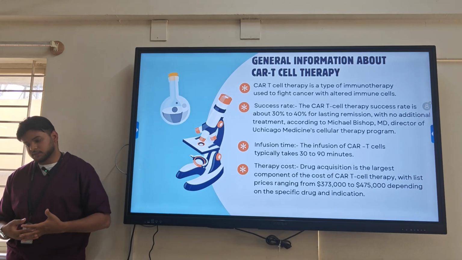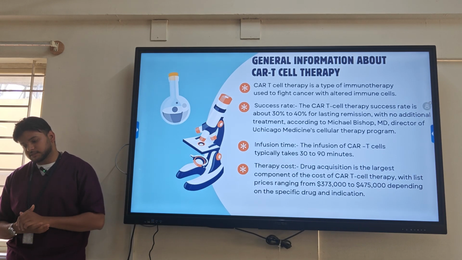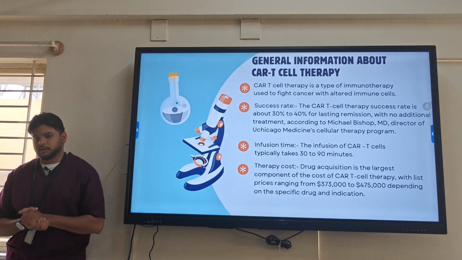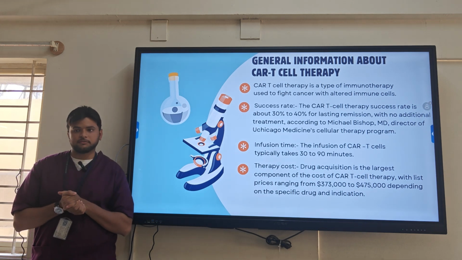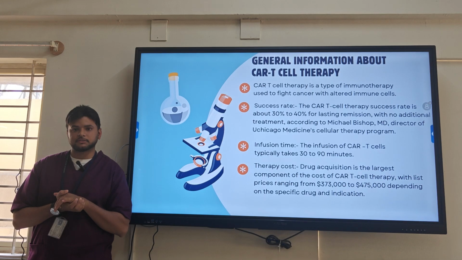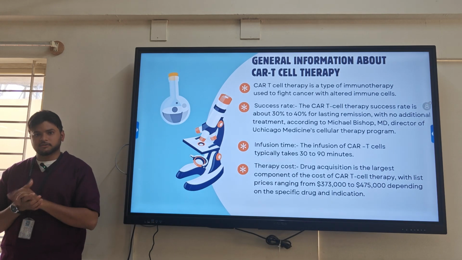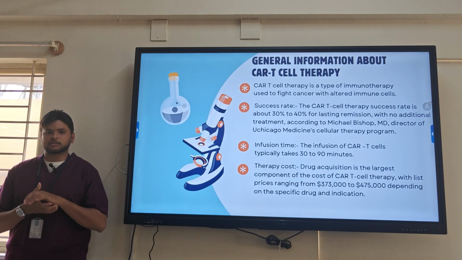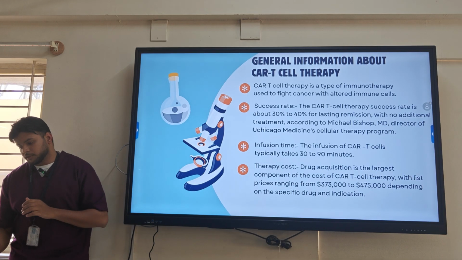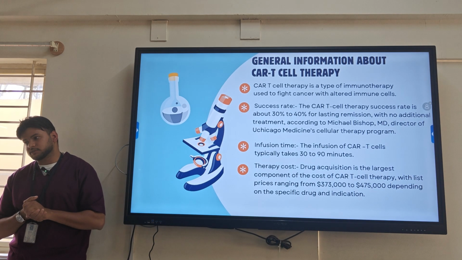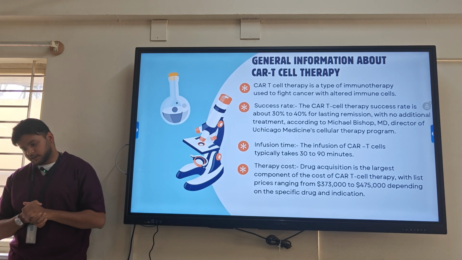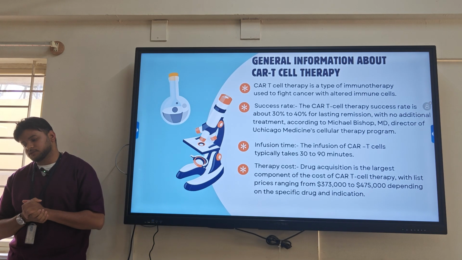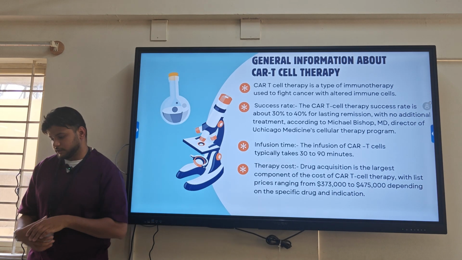Infusion time for CAR T cells typically needs 30 to 90 minutes. Has anybody seen what the chemotherapy infusion time is? The daycare patients come and do the infusion. If you get the chance, please check what time it takes to infuse. Then therapy cost: drug acquisition is the largest component of the cost of CAR T cell therapy, with the list price ranging from $373,000 to $475,000, depending on the specific drug and indication.